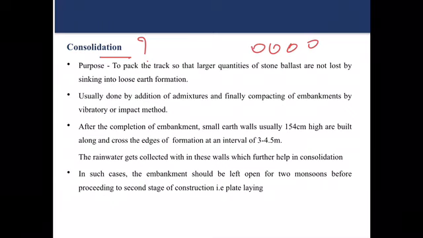It is similar to how you do road construction. After the completion of the subbase, we allow it for 1 or 2 monsoons so that it properly absorbs all the rainwater. Once you compact it after it has gone through the monsoon season, all the voids will be removed, and any water that has ingressed inside the voids of the soil layer can also be removed. Similarly here, the formation which is prepared, you have to leave it for 1 or 2 monsoons before proceeding with the second stage of construction, that is the track laying.